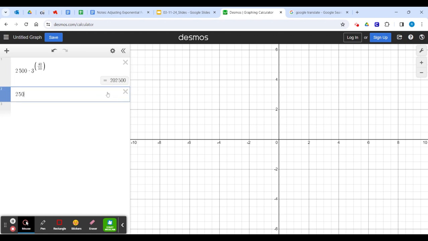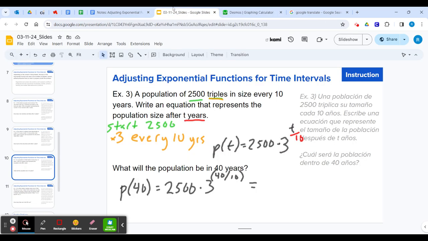And let's just explore that other idea, 2,500 times 3. If I just raise it to the 4th power, okay, that gives me the same thing, right? It's taken 4 segments of 10 years. So that means it's tripled 4 different times. This 202,500 is our population, 202,500.